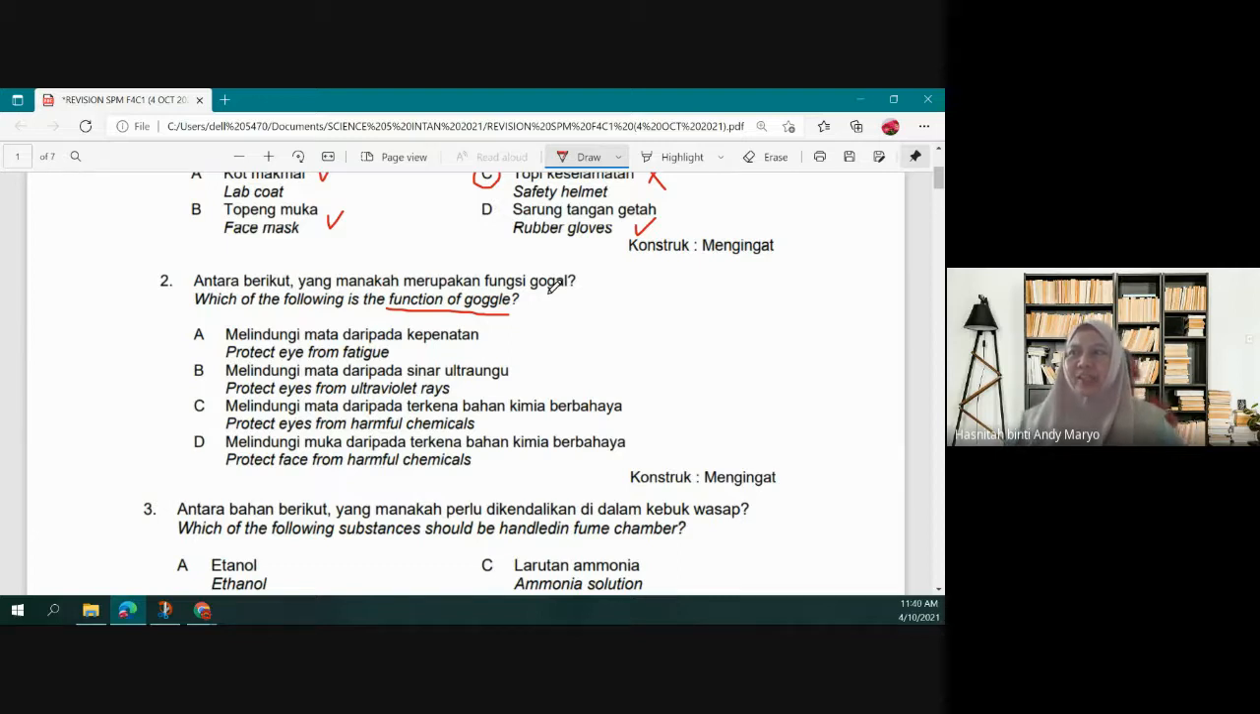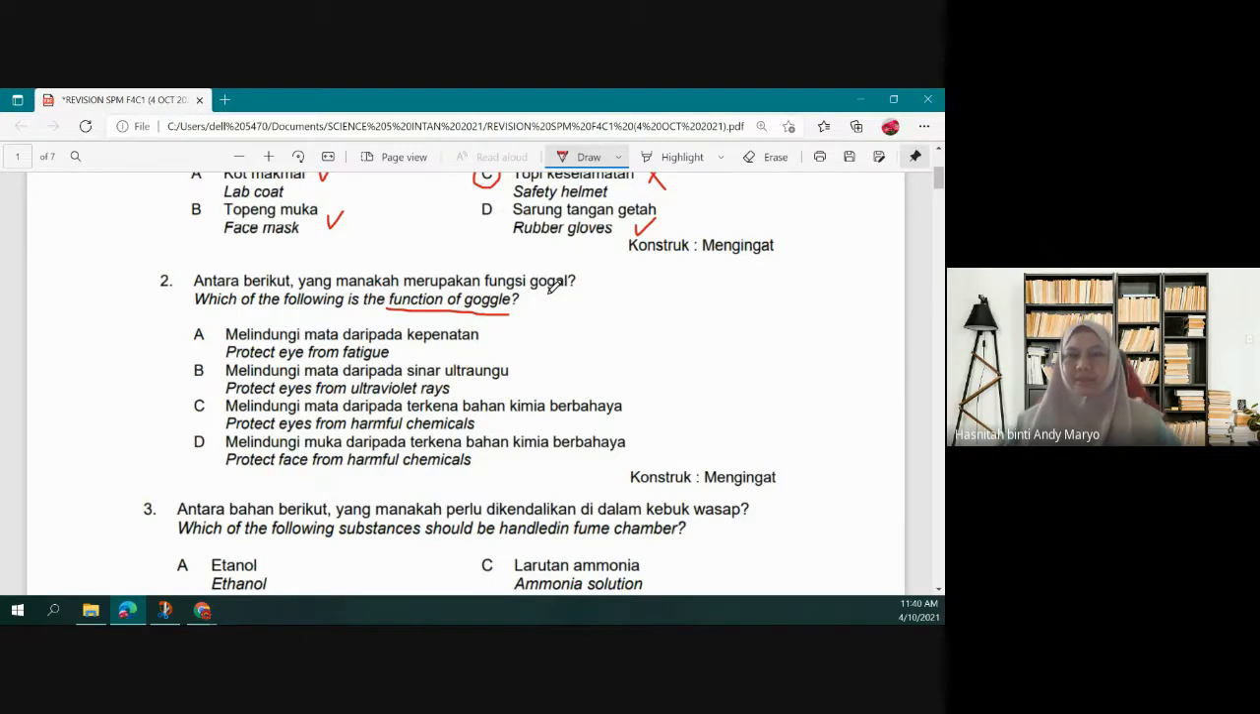Is it to protect our eyes from fatigue? Fatigue means tired, okay, excessively tired. B, protect our eyes from UV rays. Is it true? Or to protect our eyes from harmful chemicals? Or to protect our face from harmful chemicals? So which one do you think is the function of goggle? Okay, boys and girls, which one is the function of goggle?